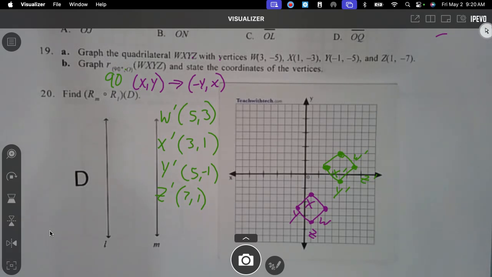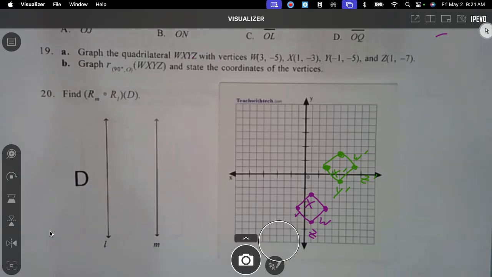And you've got to plot those. I think it says, yeah, graph it and state the coordinates. So the purple one is part A. Both of these, the green picture and the green ordered pair, is part B. So make sure you have all that. Okay, can I erase? Yes, we're good. All right, let's keep moving. How am I on time? I think we're doing okay on time.